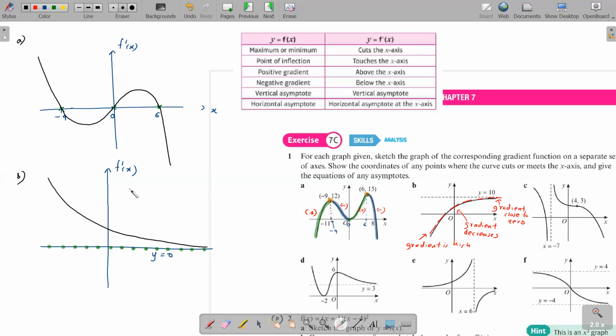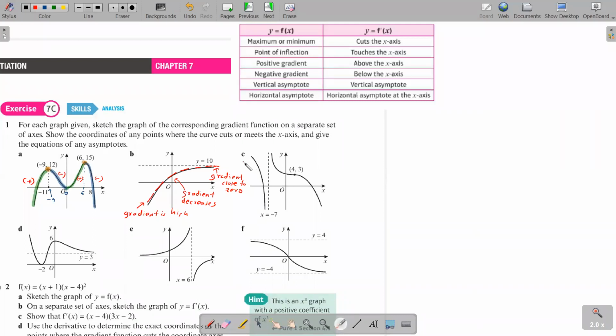The gradient is decreasing, right? The f dash x values are high when x is negative, and the gradient is decreasing. It's decreasing and becomes almost close to 0 at this point. Can you see? So this is the gradient graph. Because it's a positive gradient, the entire thing should be completely above the x-axis. Okay, so this is the second one. Try the third one also.